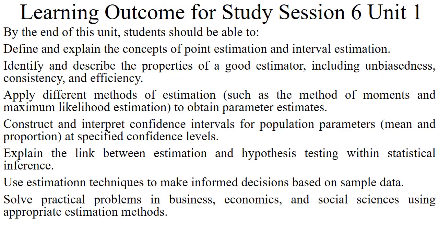What are the learning outcomes for study section 6, unit 1? By the end of this unit, students should be able to: 1. Define and explain the concept of point estimation and interval estimation. That is, what point estimation is all about and what interval estimation is all about. We should be able to differentiate them and know when to use point estimation and interval estimation. The second learning outcome is to identify and describe the properties of a good estimator, which includes unbiasedness, consistency, and efficiency. What do we mean by all this? When do we say an estimator is unbiased, or consistent, or efficient?